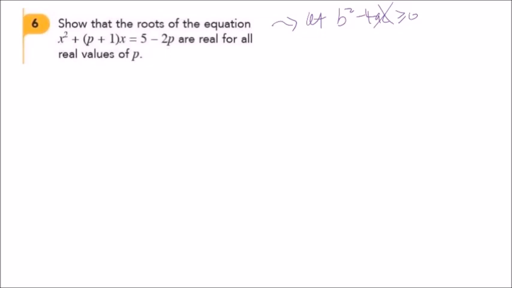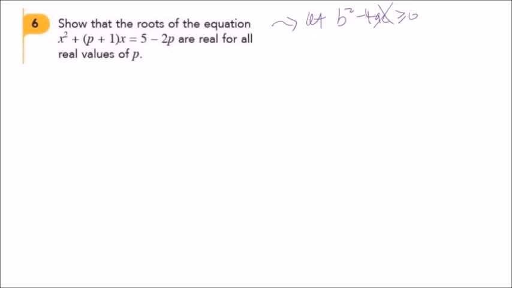Okay, it's not definite information. If it were definite information, then the question would state that the roots of the equation are real. If that is the situation, then you can straight away use b squared minus 4ac more than or equal to 0. Here you cannot, because you're supposed to show, to verify, to prove that the roots of the equation are real. So how do you go about doing it?